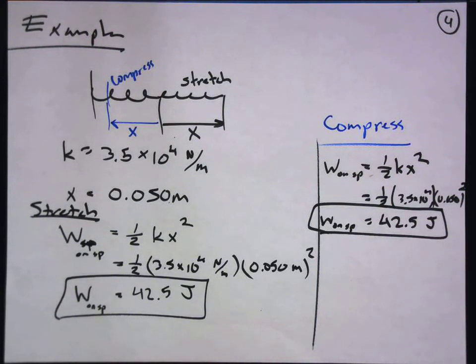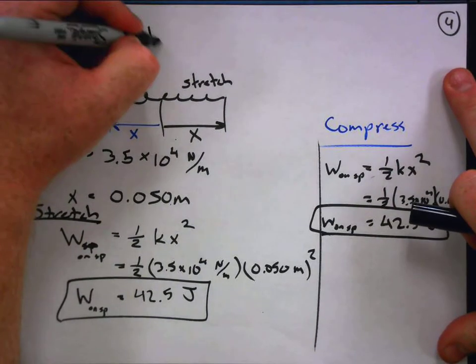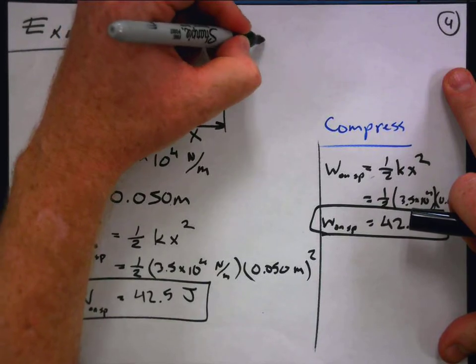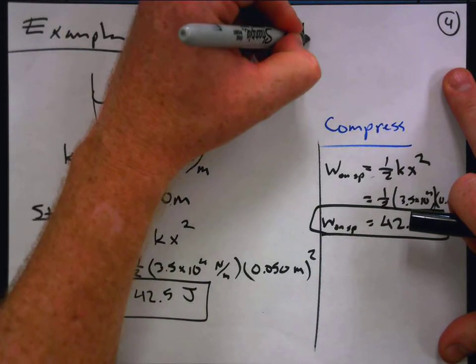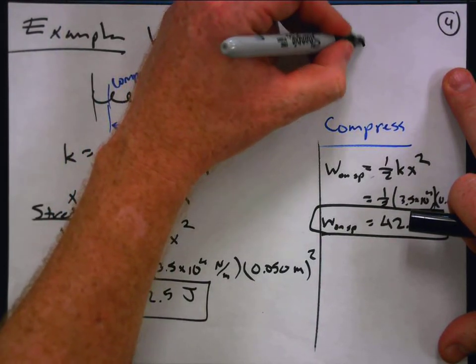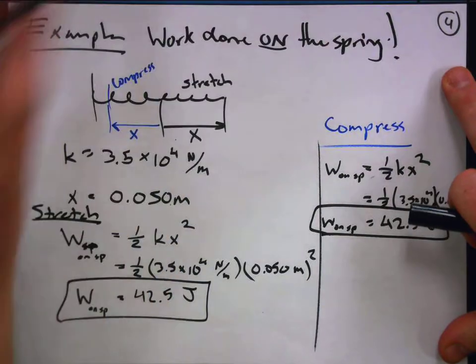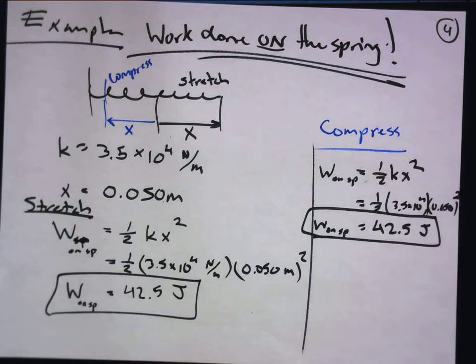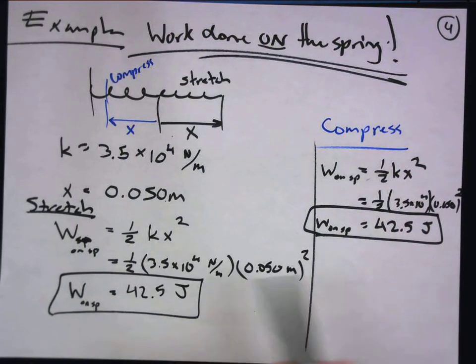This is all, in this example, let me clarify this. Work done on the spring, and work done by the spring will be the opposite value. Will be -42.5 here, -42.5 there.